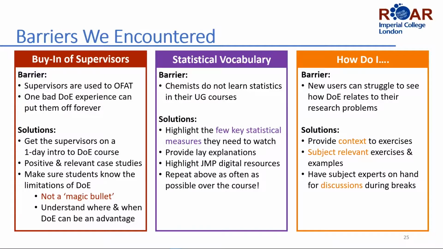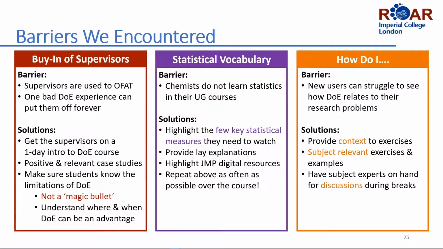Other problems, we find the students coming into our courses, they don't have a lot of statistical vocabulary. Now, this is not actually a huge problem. DoE and JUMP in particular, it doesn't require a lot of prior knowledge. You don't need to know a huge amount. So as we're going through the workshop, we provide many lay explanations for the few key statistical terms that they need to know. So we make sure we provide that detailed lay explanation. And then we highlight resources where they can go and find more information as they get comfortable.